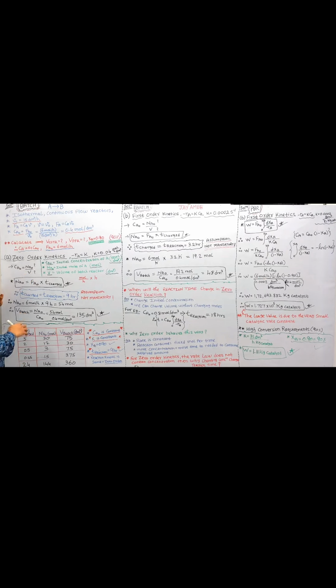Okay, so let's say in this formula we have two unknown variables, which are Na naught and V. Na naught represents the initial moles of A and V represents the volume of the batch reactor, right? So we have two unknowns and one known value. Ca naught is 0.4 moles per cubic decimeter, right?